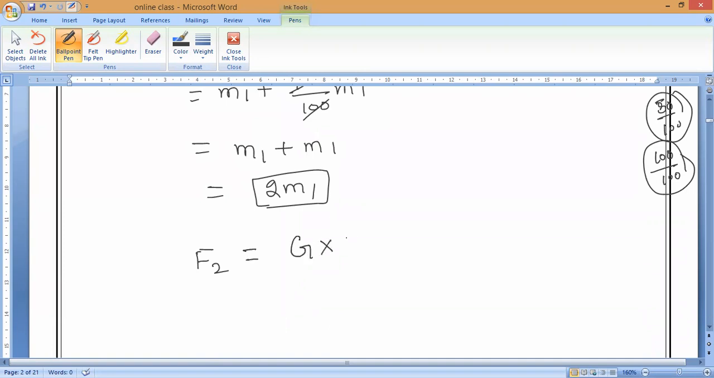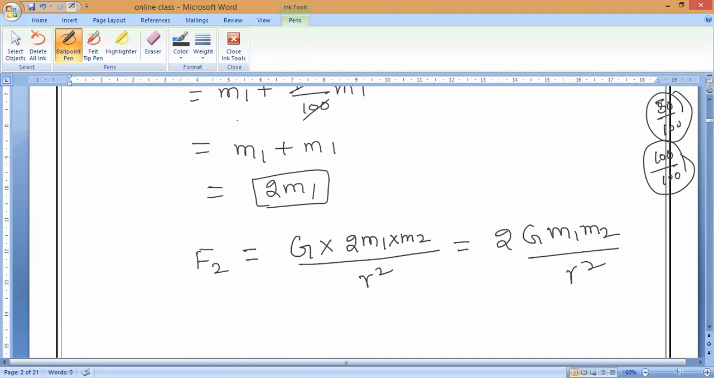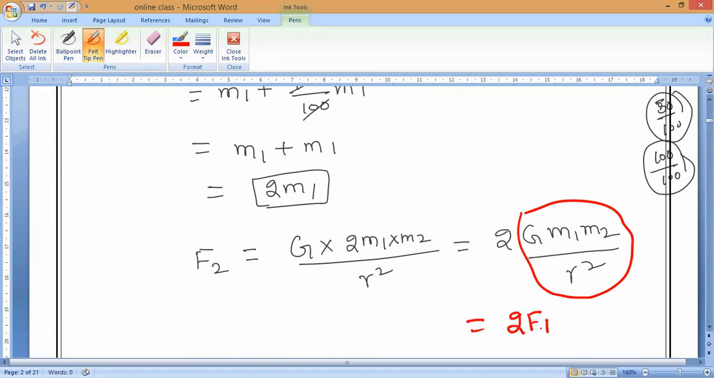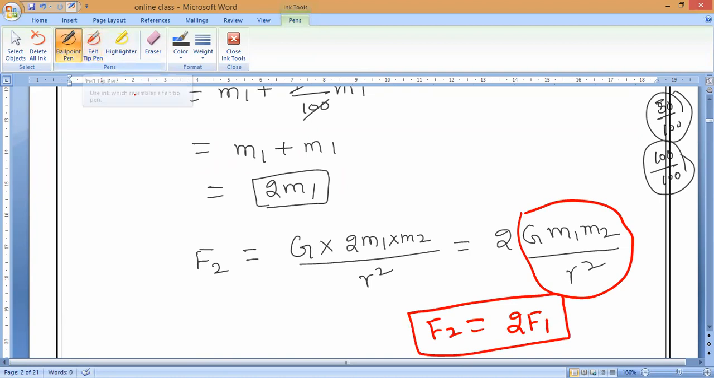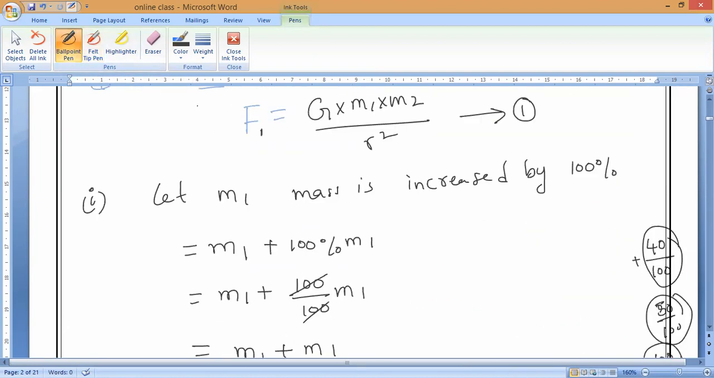Now F2 equals, what is the formula? G into 2M1 into M2 divided by R square. I can write this as 2 into G M1 M2 divided by R square. As we know, G M1 M2 divided by R square equals F. So what is the new force? New force equals 2F, so it is increased 2 times. Are you clear, everybody?